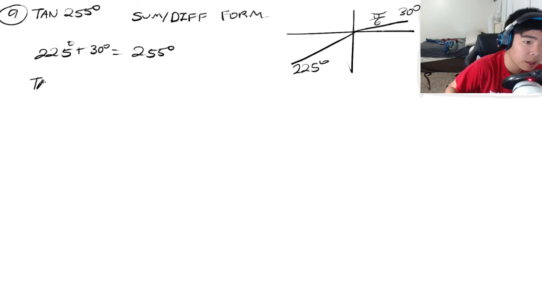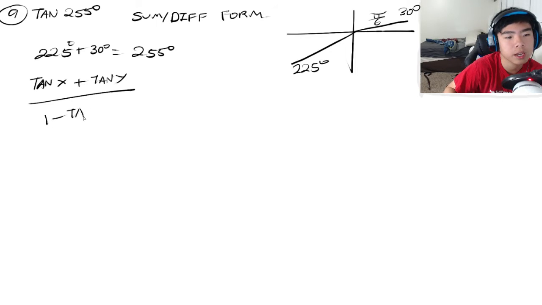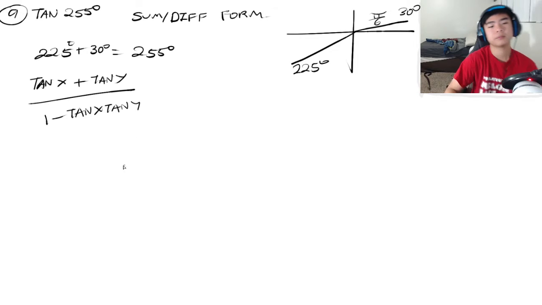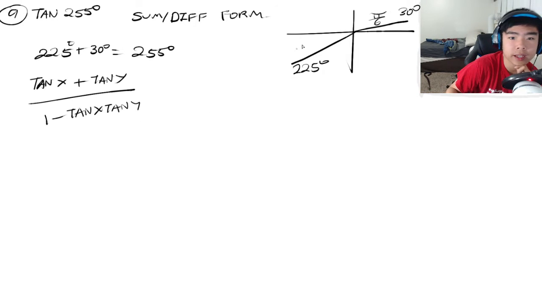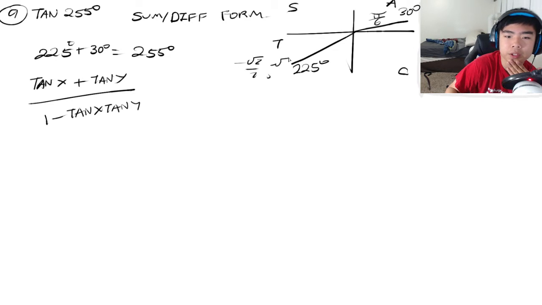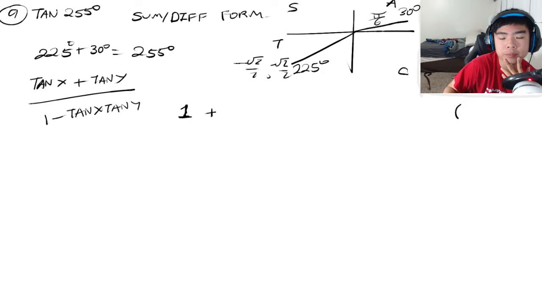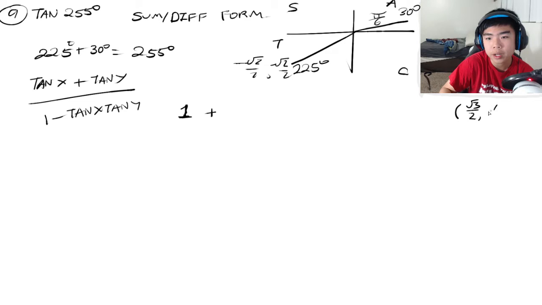So the formula is tan x plus tan y, since this is addition, over 1 minus tan x tan y, right? So in this situation, we got tan x. This is ASTC, as everybody knows. In ASTC, tan is positive, and it's gonna be negative rad2 over 2 divided by negative rad2 over 2. Just divide sine by cosine, and we get 1. Then with the 1, I could add tan y. This on the unit circle would be rad3 over 2 and a half.